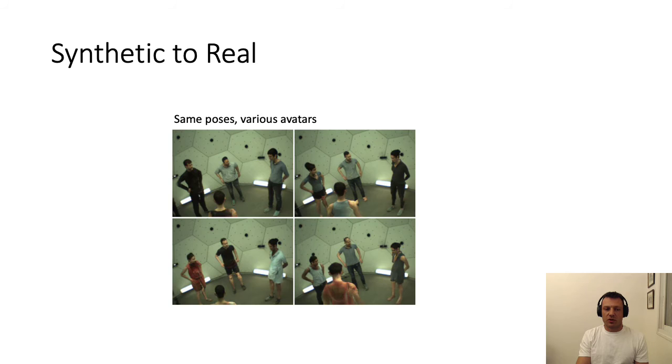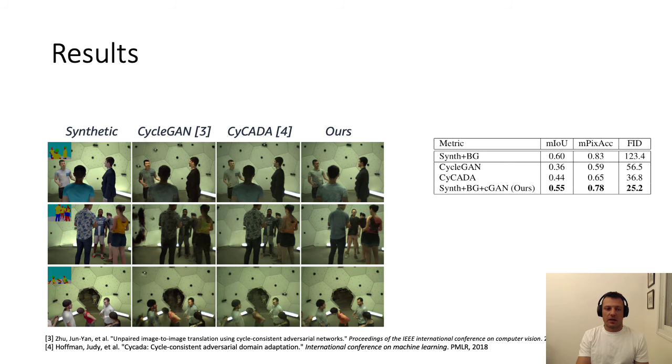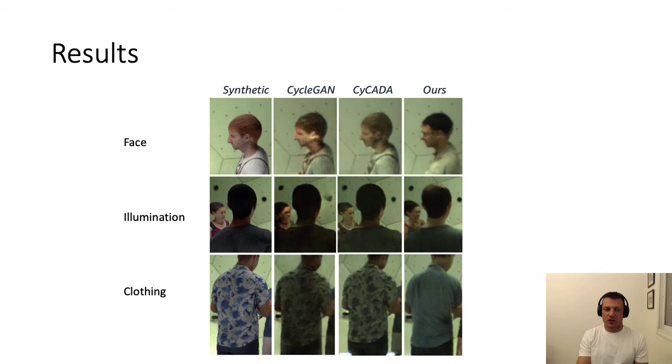The following 4 examples show exactly the same scene where we have preserved the poses of the actors. Note the variability in different actors' builds and appearances. Compared to state-of-the-art approaches such as CycleGAN and CyCADA, the proposed conditional GAN achieves a better FID score. Qualitatively, we also observe higher photorealism of our approach compared to the original synthetic frames and the results generated by other methods. Close examination of the images shows that our method improves the photorealism of the generated faces, produces more consistent illumination, and realistic folds in clothing.